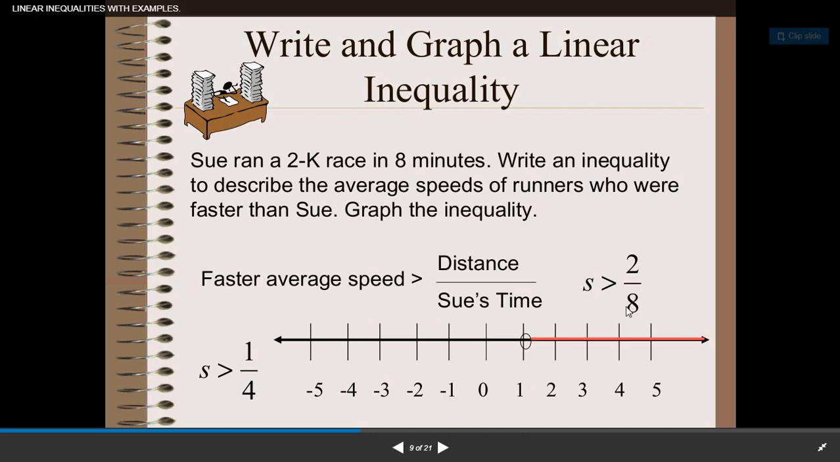The units are not very important in this question because what we are looking at is the values rather than the units. The question wants us to describe the average speed of all runners who were faster than Sue. So needless to say, whatever be the answer, all these speeds have to be greater than the speed of Sue. So which means the inequality that we arrive at is x is greater than 1 over 4.